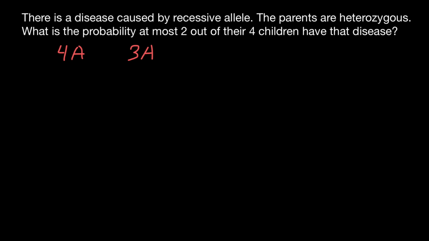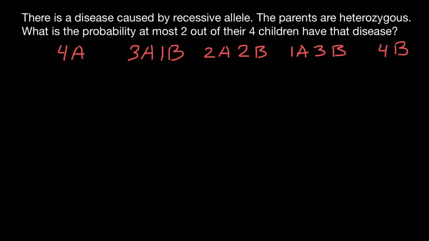Let's say that P would stand for this child. So 3 healthy and 1 unhealthy, so it's going to be P for the unhealthy person. Another variant would be 2 children who are healthy and 2 who are unhealthy. Another possible variant is 1 healthy child and 3 unhealthy. And the last variant would be when all 4 children are unhealthy.